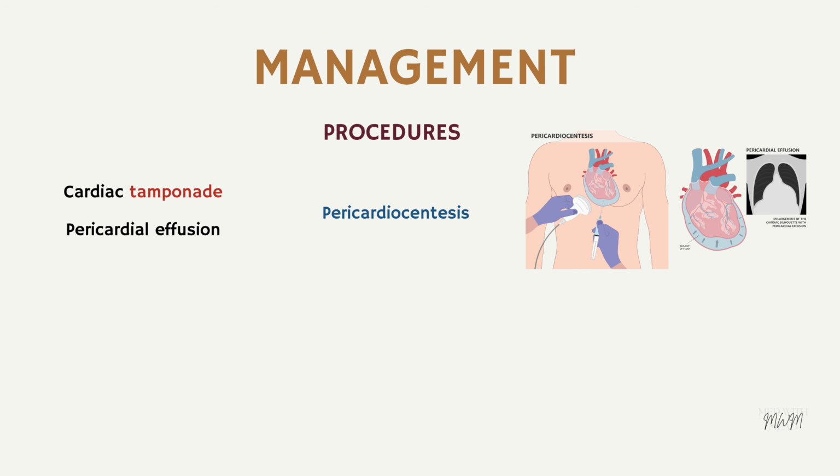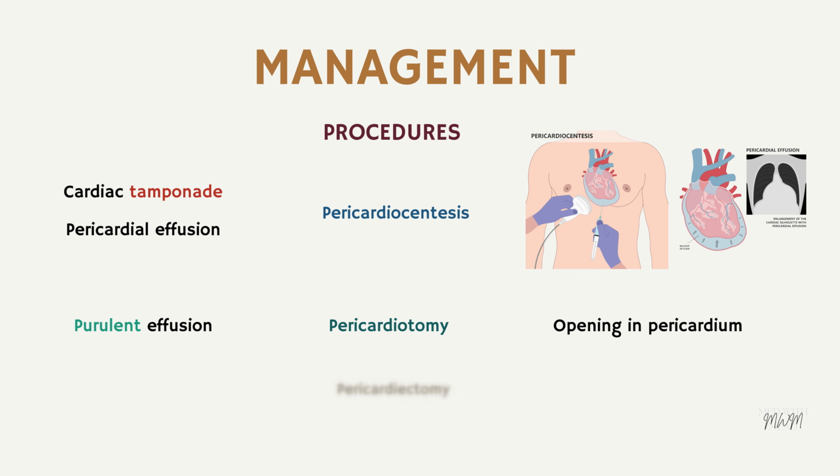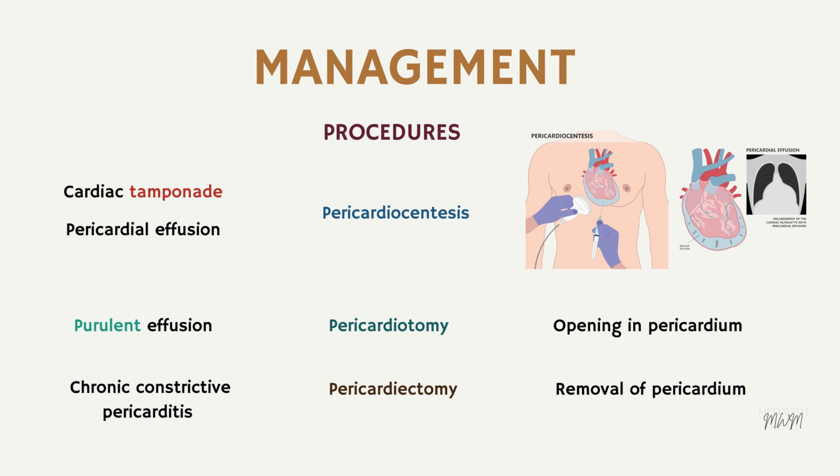syndrome. And if the effusion is purulent, or if pericardiocentesis cannot be done, surgical drainage might be needed. And surgical options include pericardiotomy, which means that we create an opening in the pericardium to drain fluid, and pericardiectomy, where parts or most of the pericardium is removed, mainly in chronic constrictive pericarditis and when the medical treatment fails.